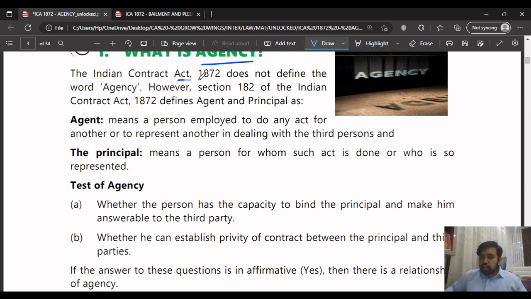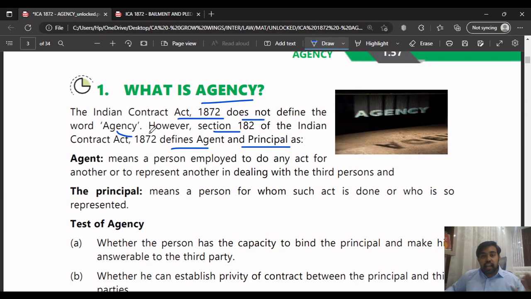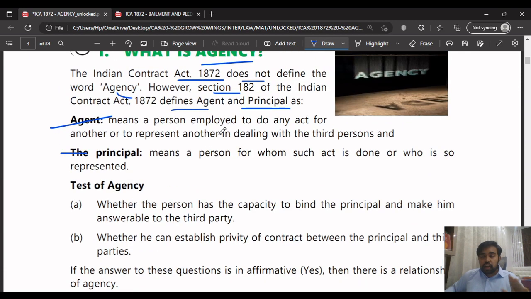The Indian Contract Act does not define the term agency, but as per Section 182, the words agent and principal have been defined by the Indian Contract Act, and this is a very, very important definition. Please try to remember this if you can. At least these keywords you should remember. Agent means a person who is employed to do any act for another and to represent another in dealing with third parties. Okay, that is an agent. He should be employed to do an act as well as to represent the other in dealing with third parties.